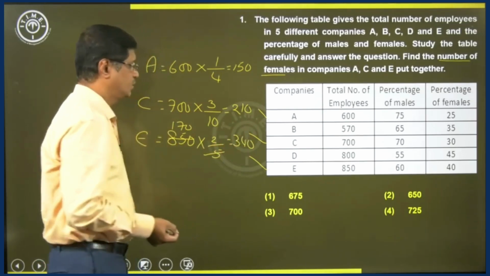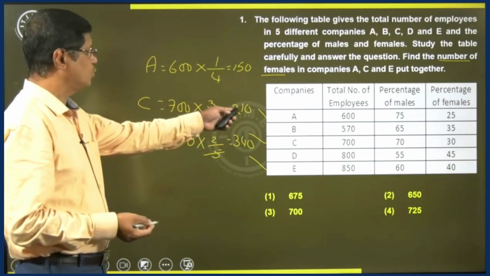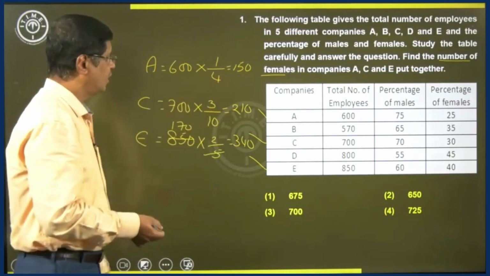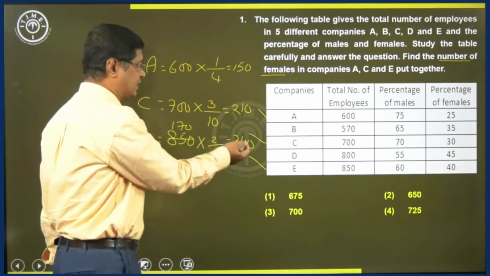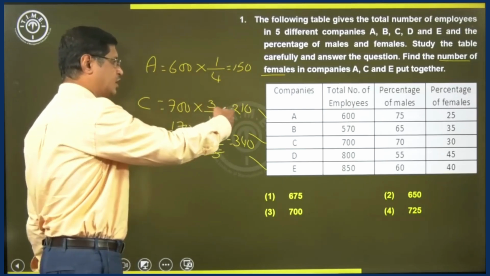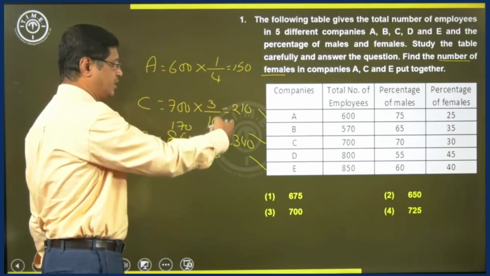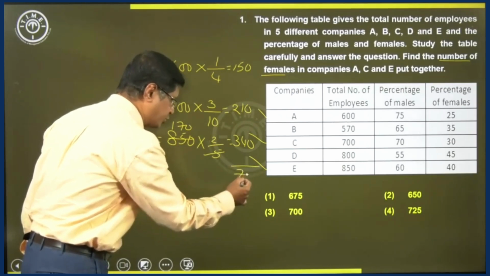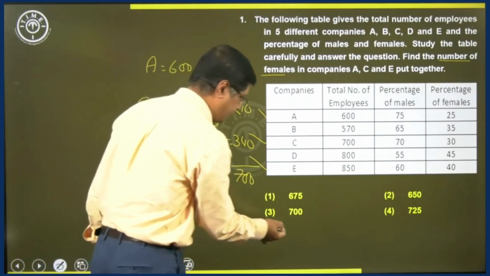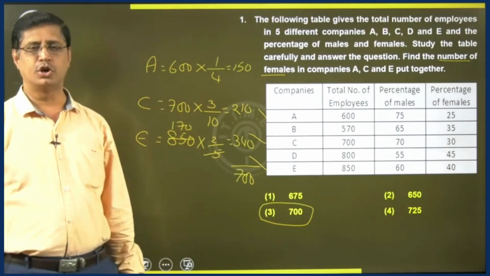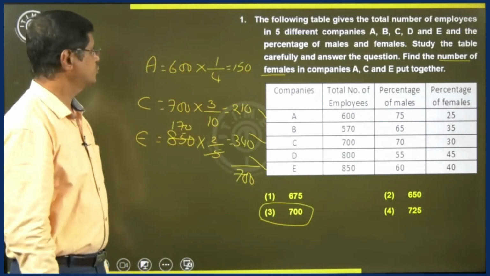What is the value here? 340. So 340, 210 and 150. How much is the sum of these values? 40 plus 10 is 50, 50 plus 150 is 200, 200 plus 200 is 400, 400 plus 300 is 700. So what is the total number? 700. Option 3 is the correct answer. The third choice is the answer for this question.